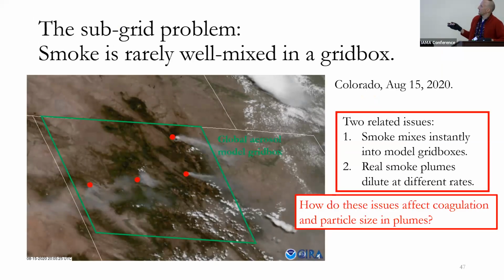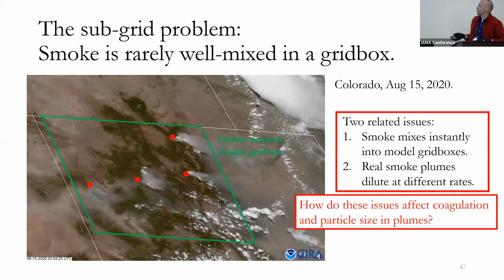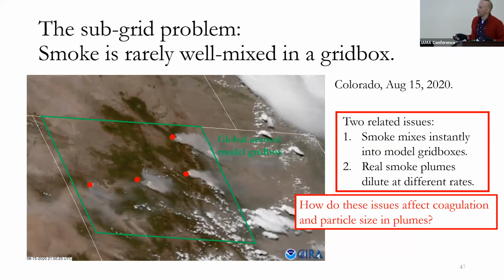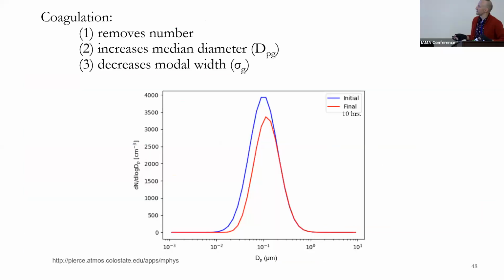So how do these two issues affect coagulation? I'm just going to focus on coagulation, but you can generalize this for other nonlinear effects as well. In coagulation, you have particles that bump into each other. So you reduce particle number, because every coagulation event takes two particles and makes one, but a bigger particle. So it increases the median width of your size distribution.